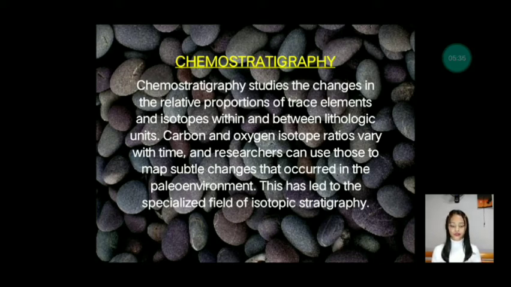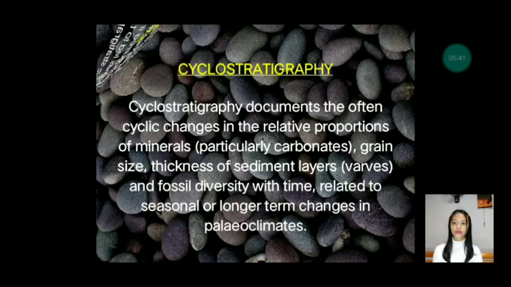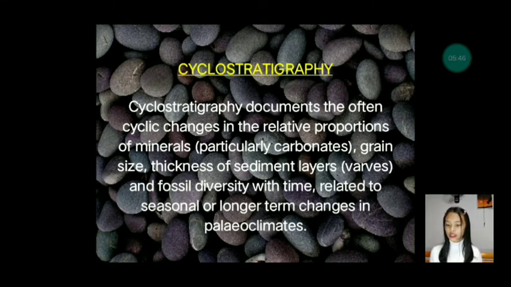Under lithostratigraphy, there's also cyclostratigraphy. Cyclostratigraphy documents the often cyclic changes in the relative proportion of minerals, particularly carbonates, grain size, thickness of sediment layers or varves, and fossil diversity with time, related to seasonal or longer-term changes in paleoclimates.